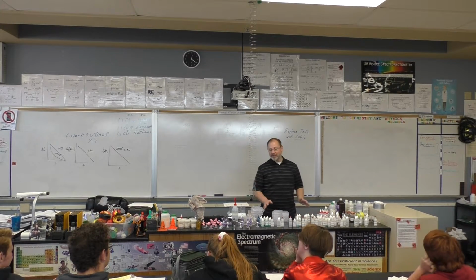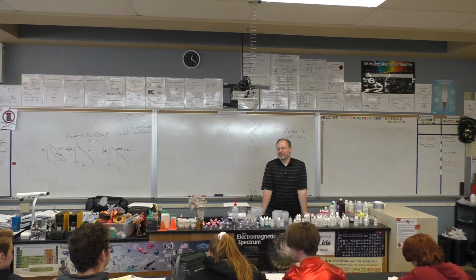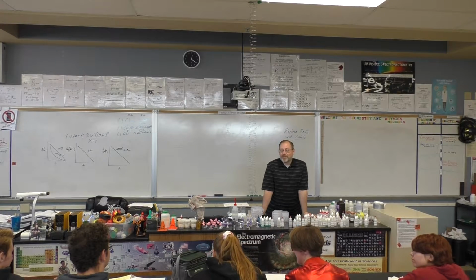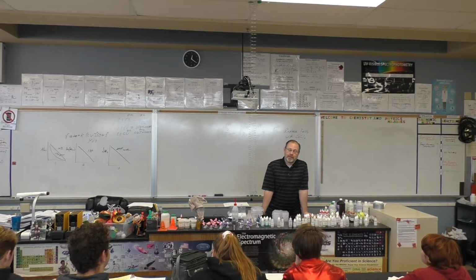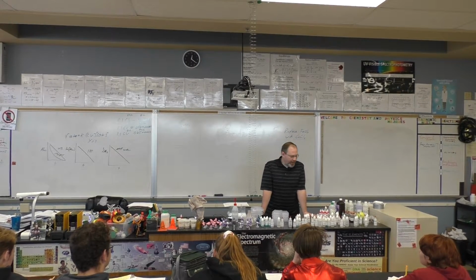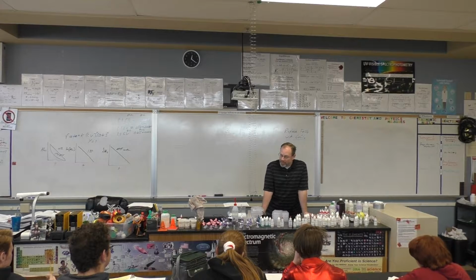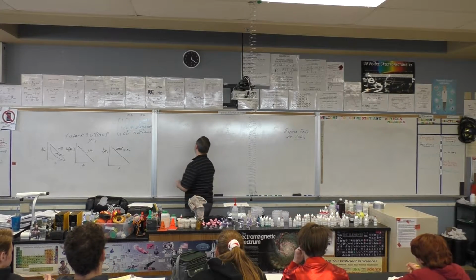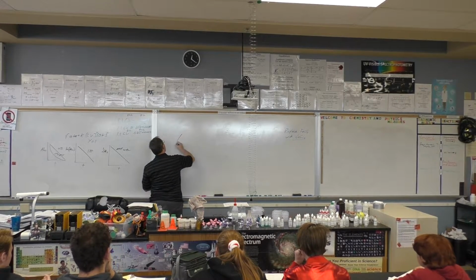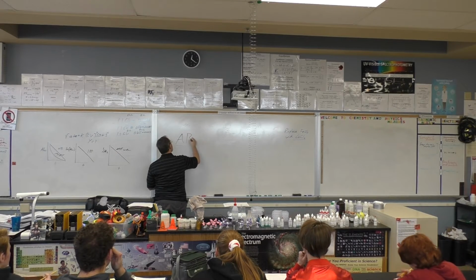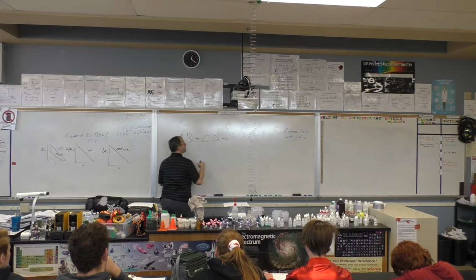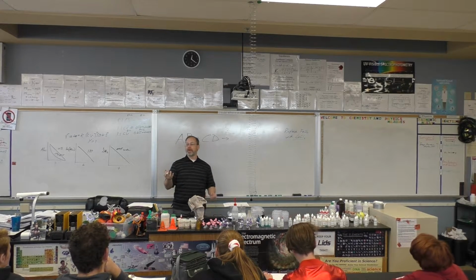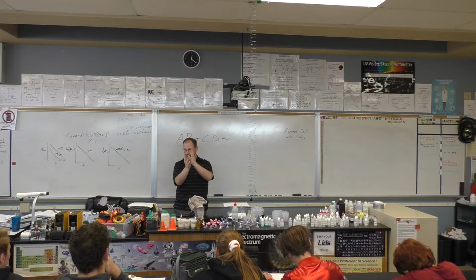All right, so today's lab, we're gonna do a bunch of double replacement reactions, and we're gonna make precipitates. So first and foremost, the double replacement reaction has the formula AB plus CD makes something. In a double replacement reaction, the partners switch places.